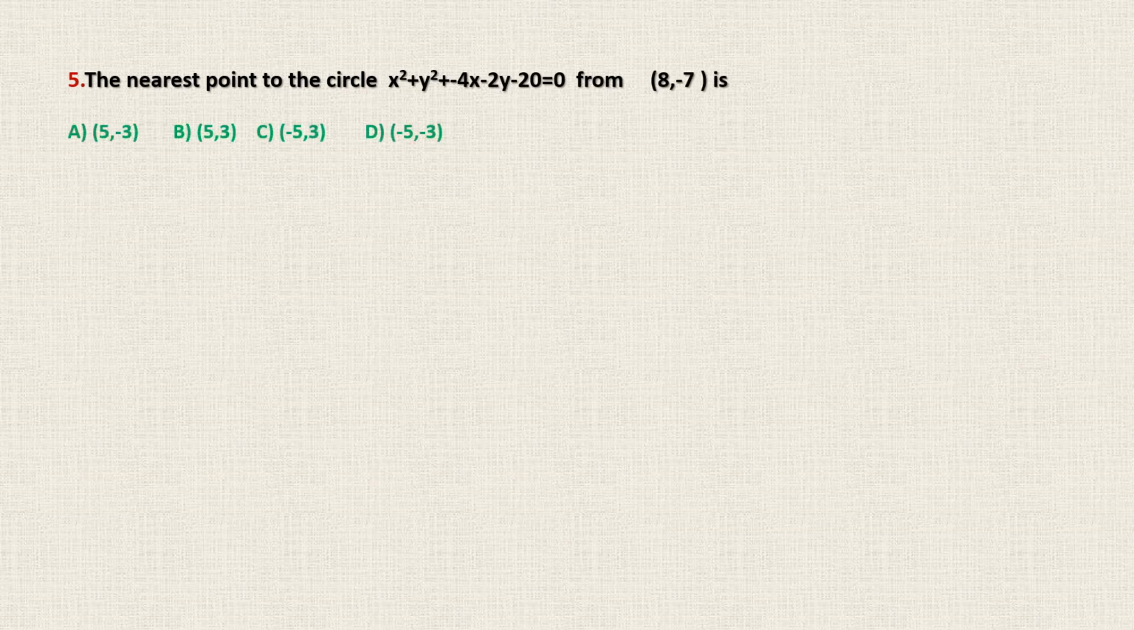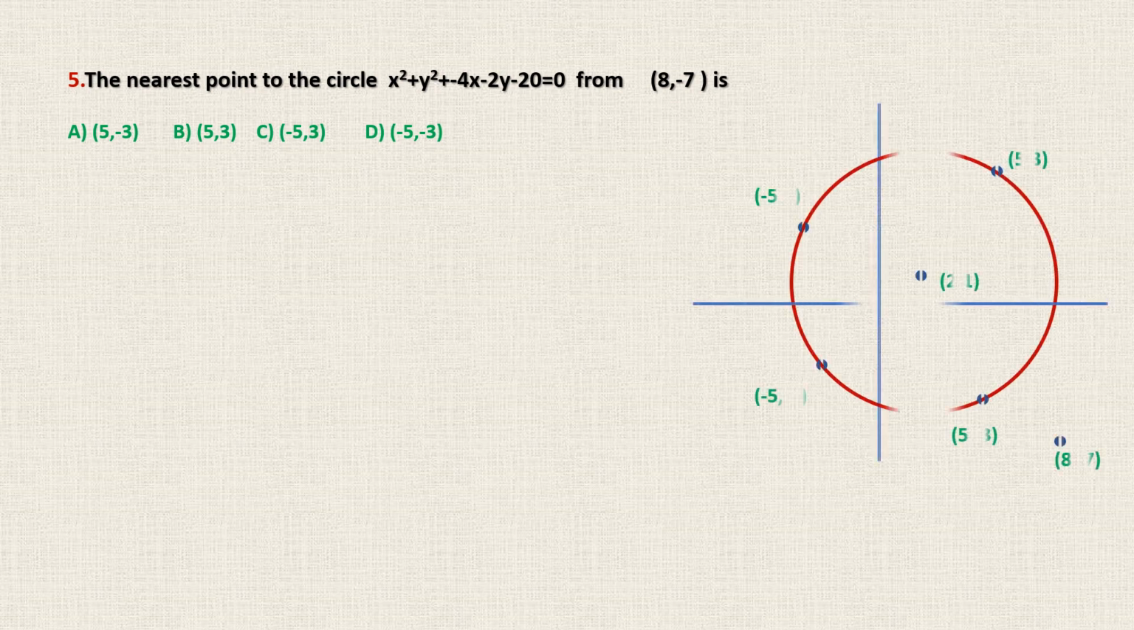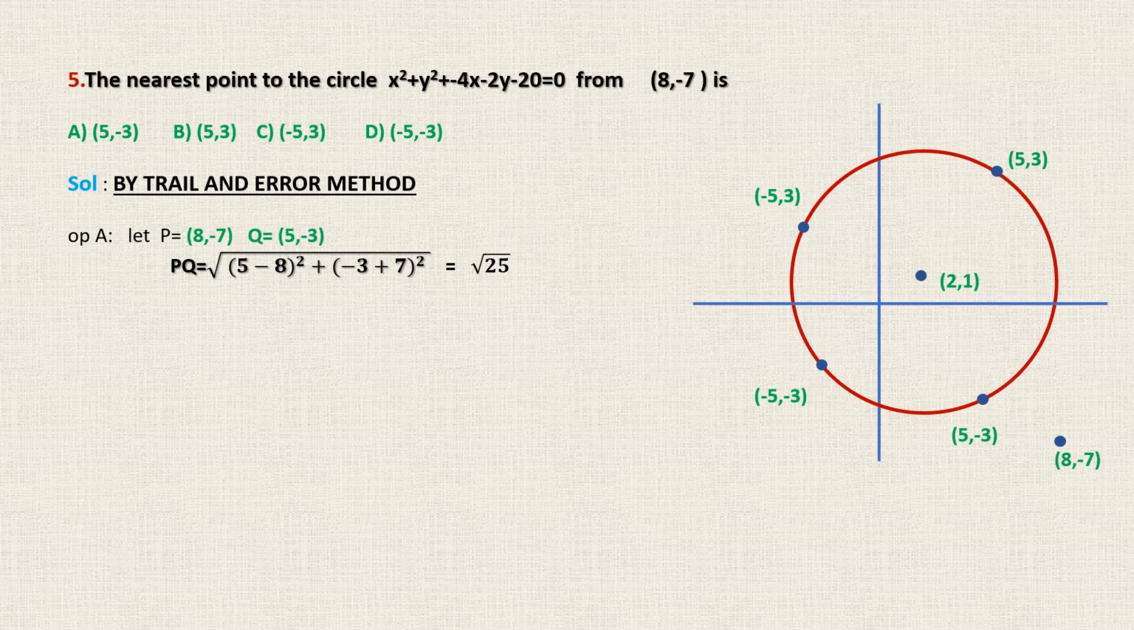The nearest point to the circle x square plus y square minus 4x minus 2y minus 20 equal to 0 from (8, -7) is found by the trial and error method. Let P equal to (8, -7) and option A be Q (5, -3). Find the distance between the 2 points. That is PQ equal to square root of (5 minus 8) whole square plus (-3 plus 7) whole square, equal to square root of 25. In the same way, repeat for options B, C and D.